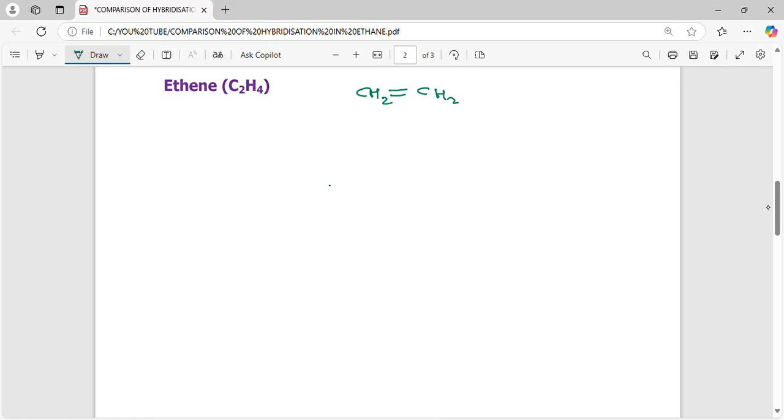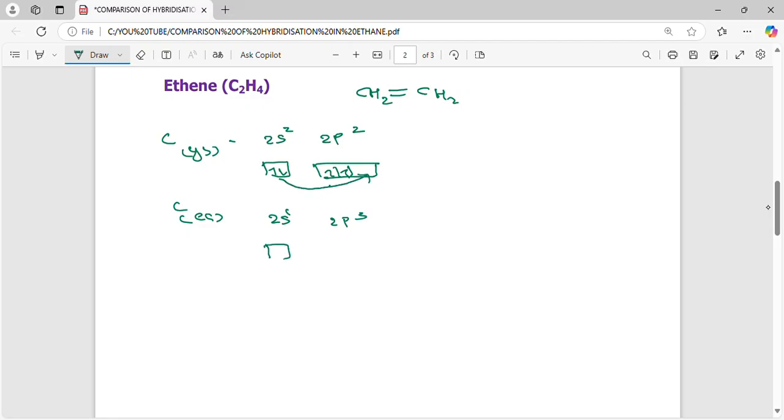So let's start with the hybridization by writing the electronic configuration of carbon. Carbon in the ground state has the electronic configuration 2s2, 2p2. So the orbital diagram will be showing like this, 2s2, 2p2. Now carbon in the excited state, the configuration becomes 2s1 and 2p3. Why? Because one electron from 2s is moving into 2p. So it changes to 2s1, 2p3, and this is how the orbital diagram looks.